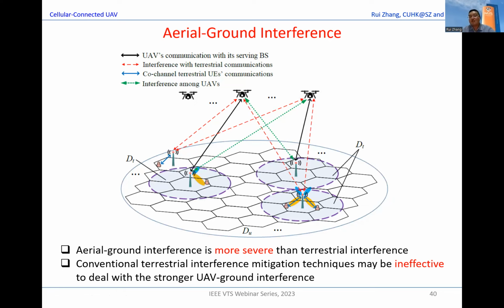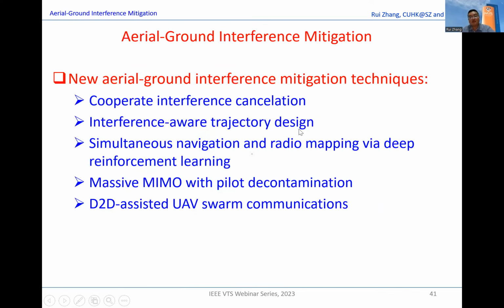So this will destroy the existing frequency reuse architecture in existing satellite networks. And similarly for the other direction, when the base station transmits to one UAV, the UAV may also receive the interference of many, many ground base stations using the same frequency. So you can see this air-ground interference is a very severe issue. If you cannot solve it, then the future wireless network cannot integrate UAVs efficiently.